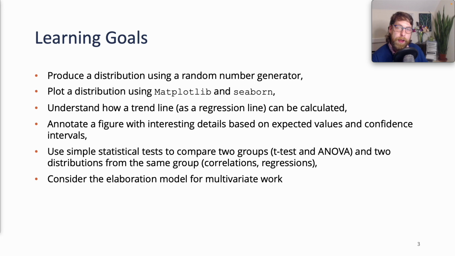Now, we're going to consider the elaboration model as well for multivariate work, and that's a conceptual device, really, as much as anything. And it's a way that we can try to think about how a third variable can help us understand the presence or absence of a relationship between two variables that we already have.